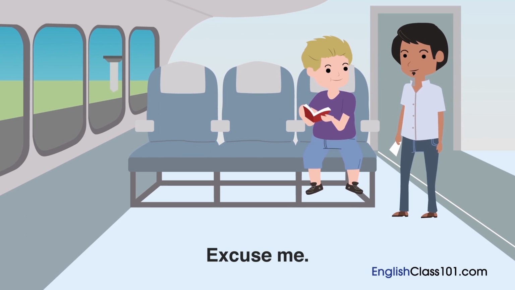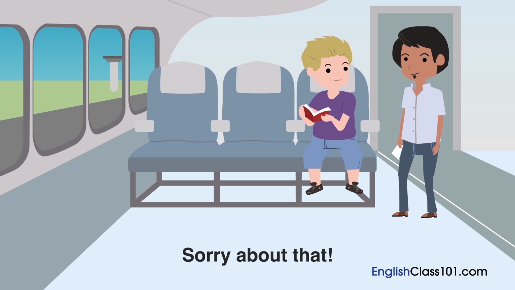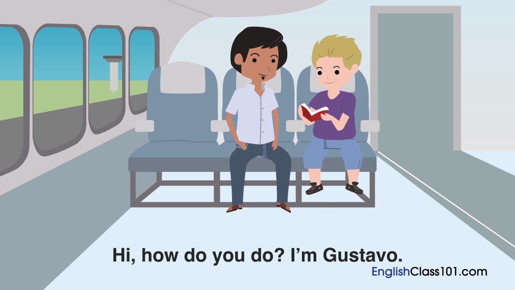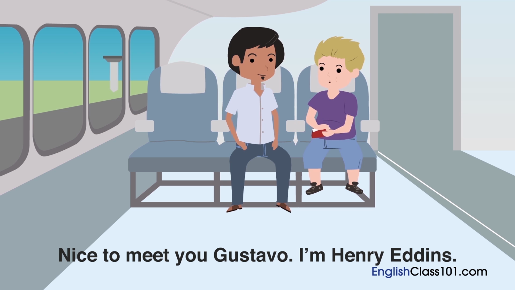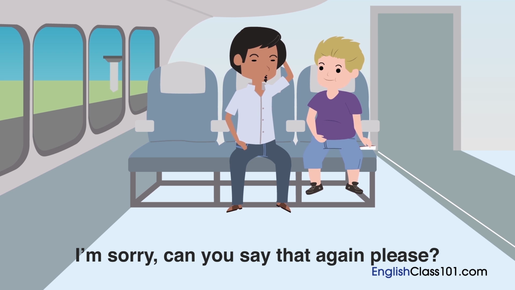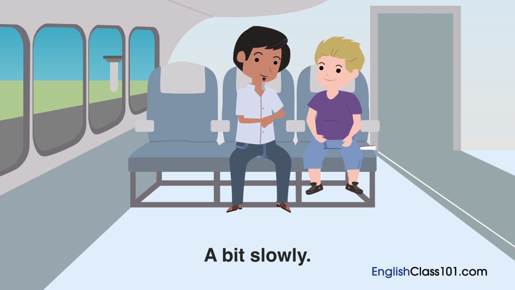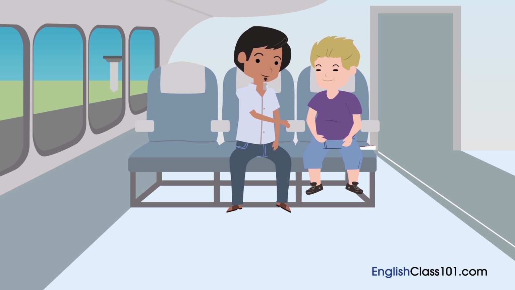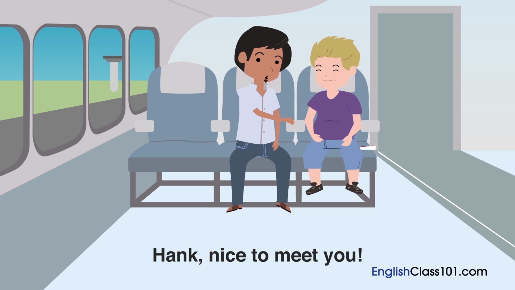Excuse me. Sorry about that. Hi, how do you do? I'm Gustavo. Nice to meet you, Gustavo. I'm Henry Edens. I'm sorry. Can you say that again, please? A bit slowly? Henry Edens. Henry Edens. That's it, but please call me Hank. Hank, nice to meet you.